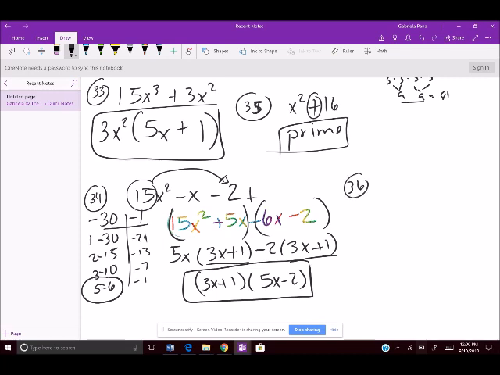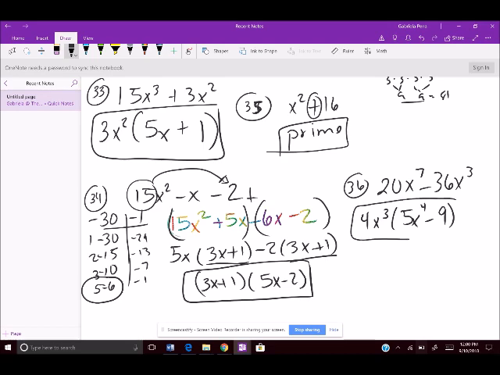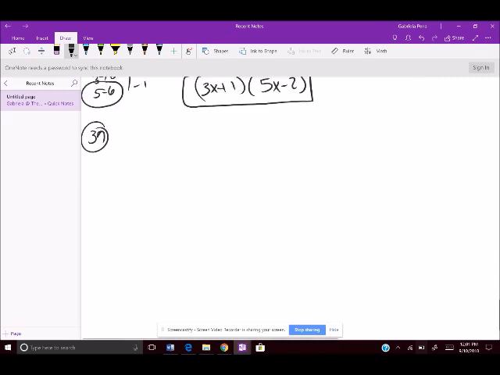Number 36 was 20x to the 7th minus 36x cubed. So what is the greatest common factor between 20 and 36? 4x cubed. So I have a 5x to the 4th minus 9. That's it, right? Can I do anything else there? No? So then what do I have? 4x cubed times 5x to the 4th minus 9.